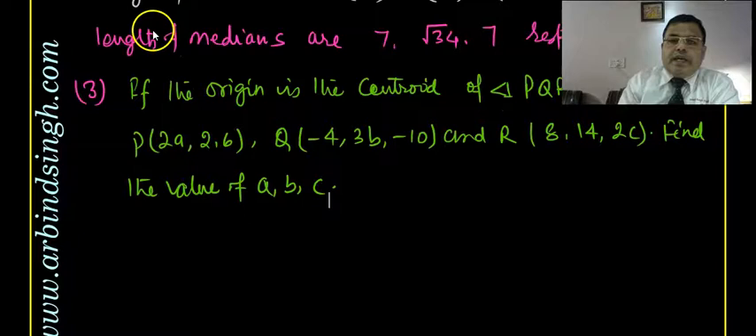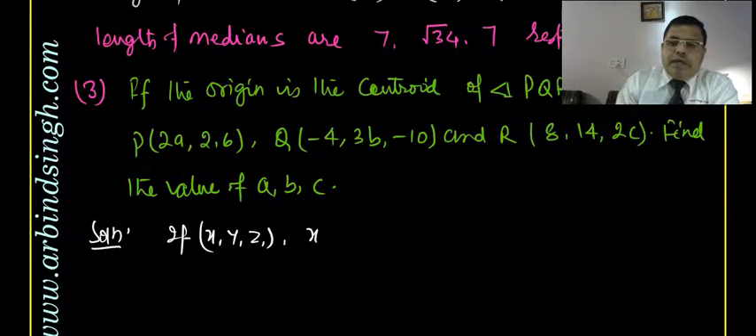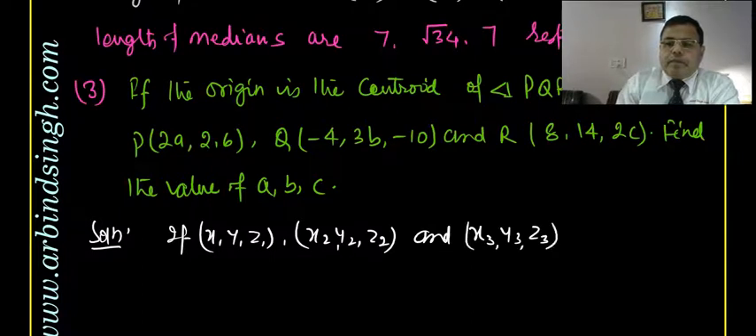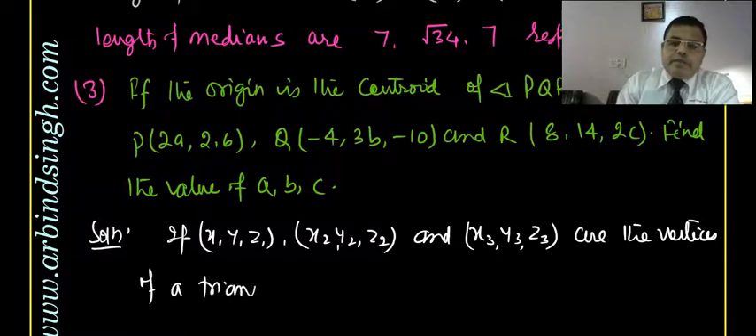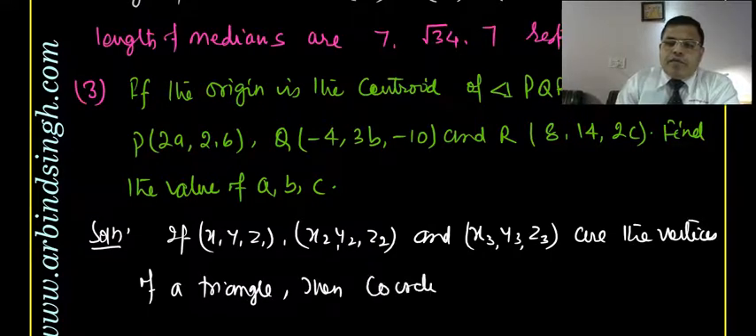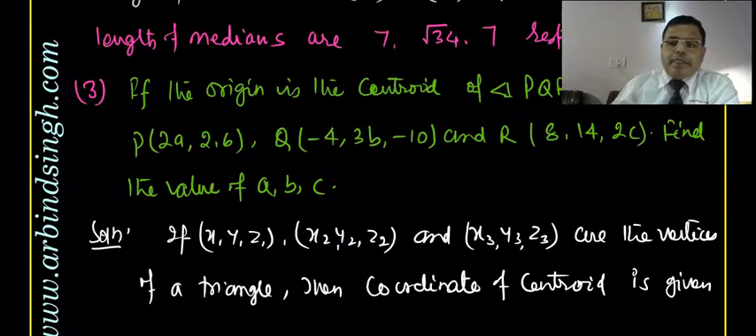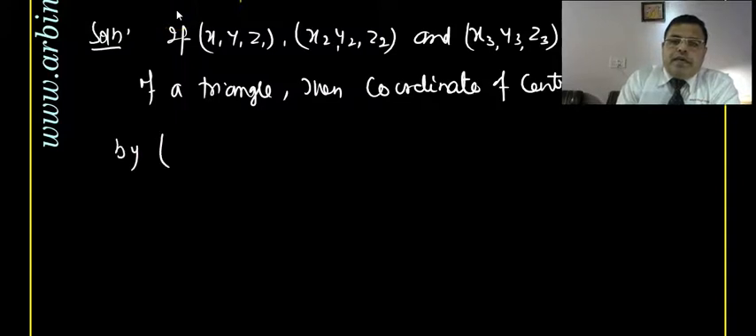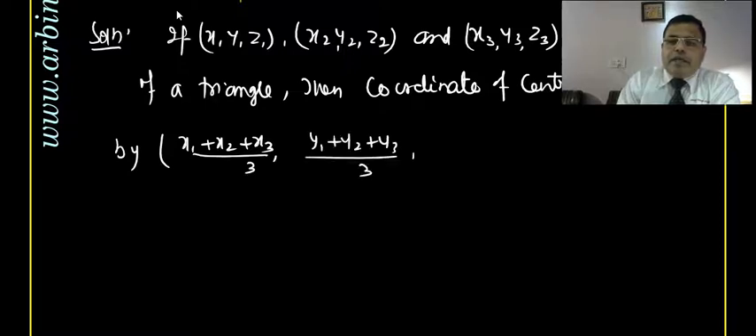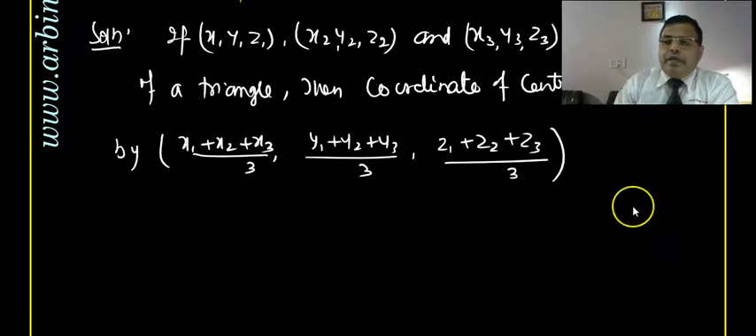Now remember this, we can deal with this question like this. Remember this point: if (x1, y1, z1), (x2, y2, z2) and (x3, y3, z3) are the vertices of a triangle, then the coordinate of centroid is given by ((x1 plus x2 plus x3)/3, (y1 plus y2 plus y3)/3, (z1 plus z2 plus z3)/3). This is the coordinate of centroid. Now here the coordinate of centroid is (0, 0, 0).